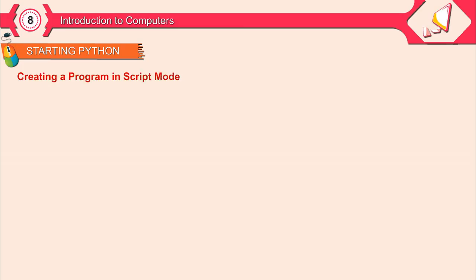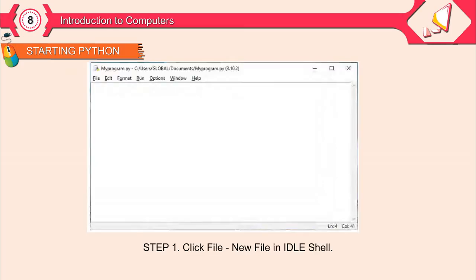Creating a program in script mode. To create a program in script mode, follow the given steps. Step 1. Click File, New File in IDLE shell. Step 2. In the new window that opens, type the commands we want to save in the form of a program or script. Step 3. Now type the following code into the shell window.